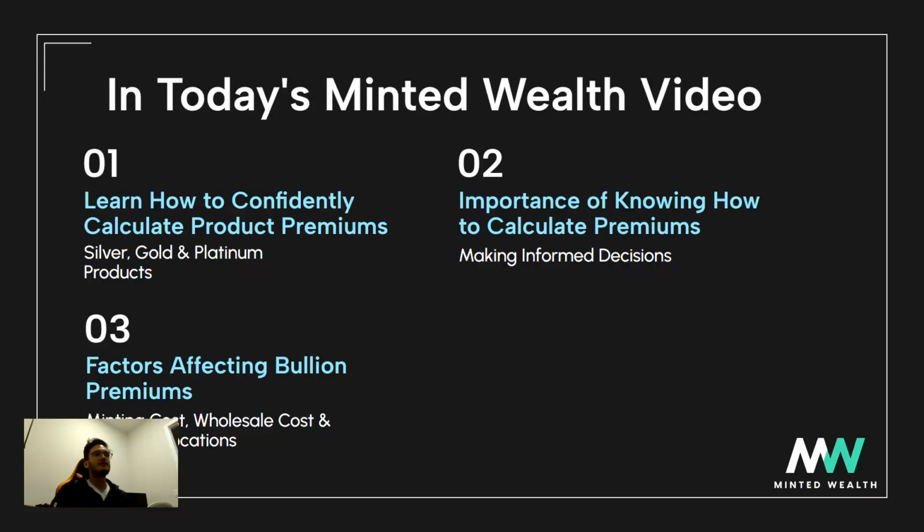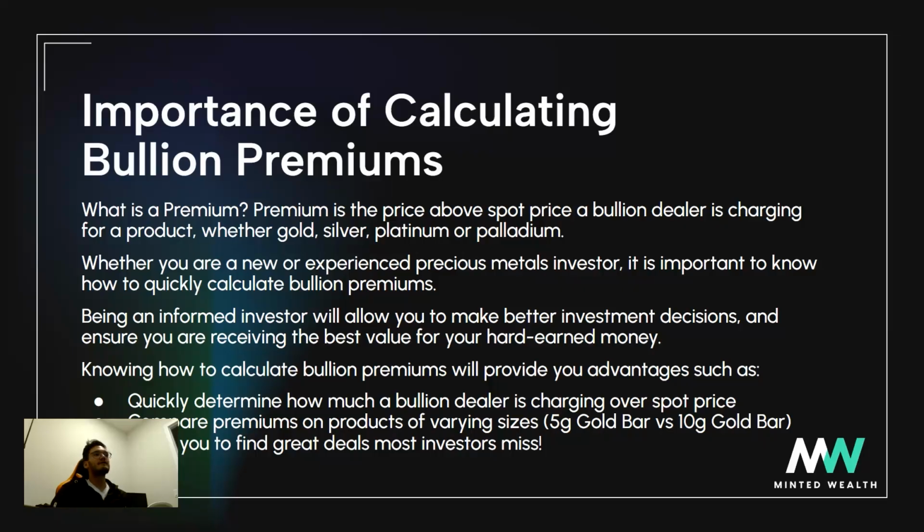As we go through today's video, we will be learning how to confidently calculate product premiums on popular gold, silver, and platinum products, as well as going over the importance of knowing how to calculate product premiums, which ultimately allows us to make better and more informed purchasing decisions. And then lastly, we'll go over the different types of factors that affect bullion premiums and essentially establish how a dealer prices their products. So to start off, let's go over the importance of calculating bullion premiums.